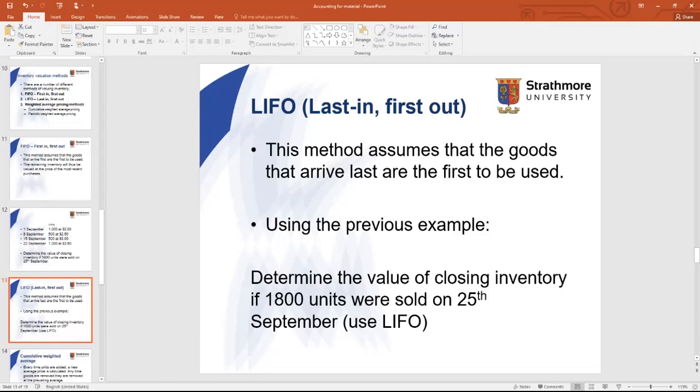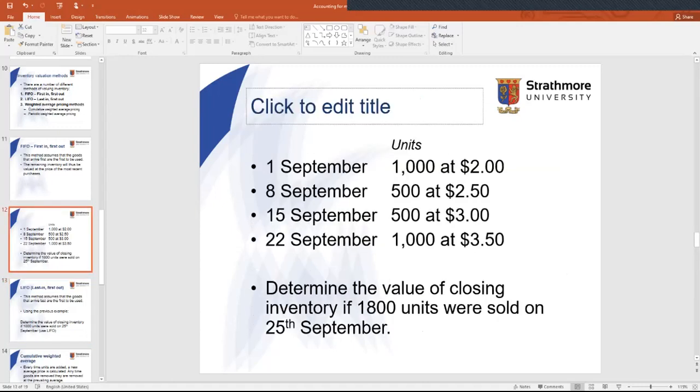Now, if we go back to the previous example and apply the last in, first out method, we use it to get the value of the closing inventory and the value of the cost of sale. So let's refer back to that example. We do the closing inventory and the cost of sale under the same example. So go through it, then we discuss together.